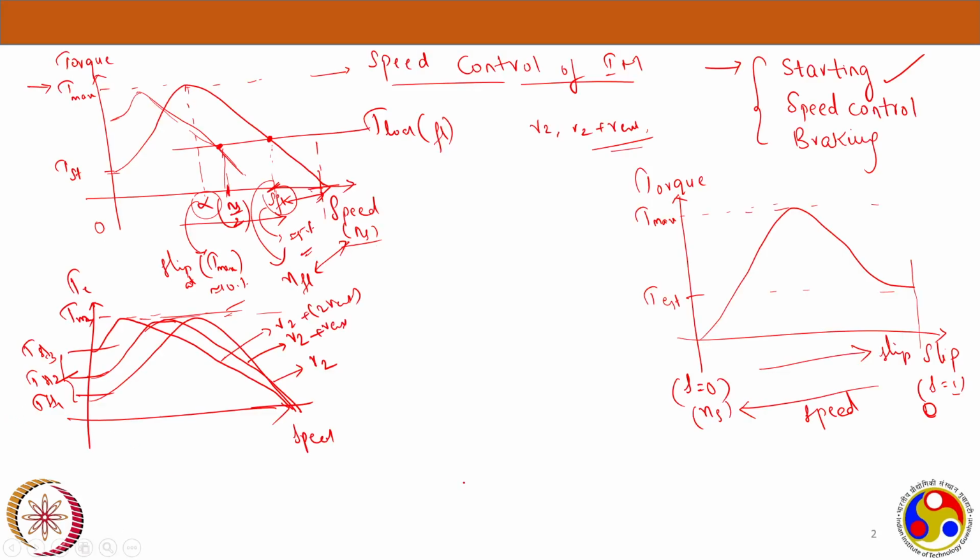Now we can see different speed-torque curves. This is my load curve, this is my T_FL. At three different curves, I am having three different speeds, of course: N_R1, N_R2, N_R3. Now we can see a very smooth variation that we have achieved. We just varied the rotor resistance, and at different speeds my motor is running and able to provide this load torque.